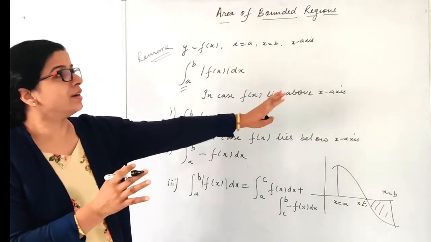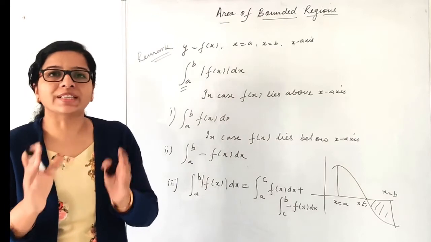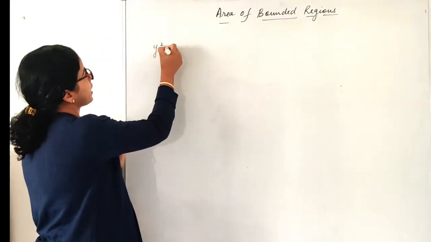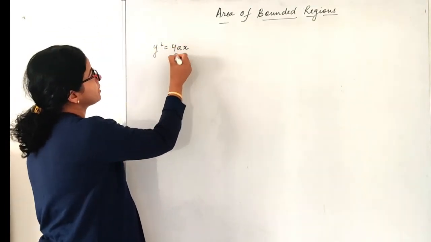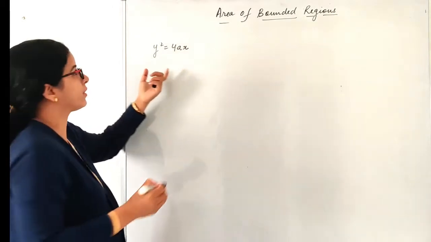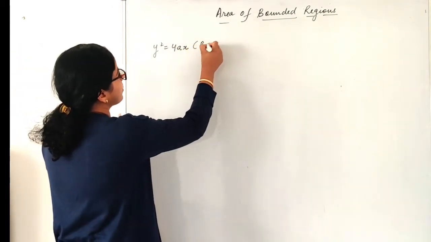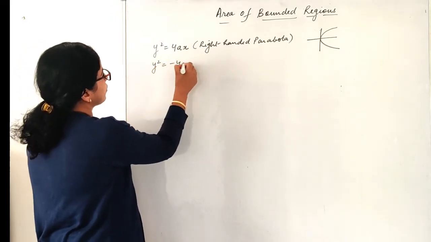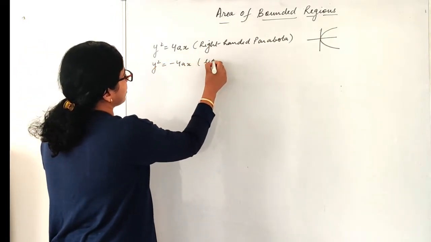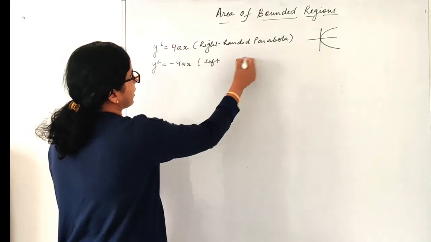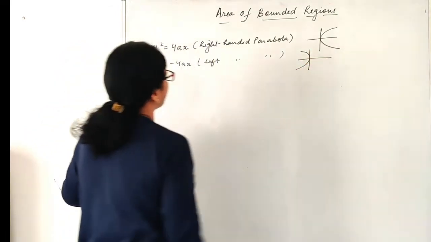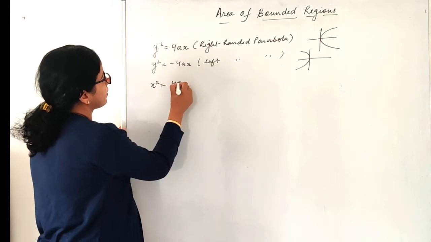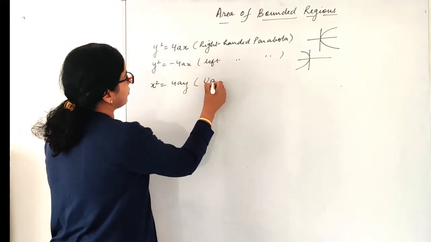Now let us check how to find the area of the curves. Let us check some rough sketches of the curves. y² = 4ax, we already know this is a parabola. This is a right-handed parabola. If it is y² = -4ax, it is a left-handed parabola. x² = 4ay is an upward parabola.